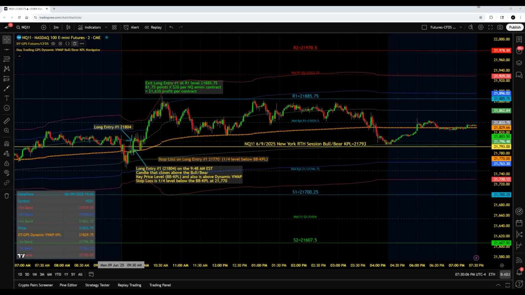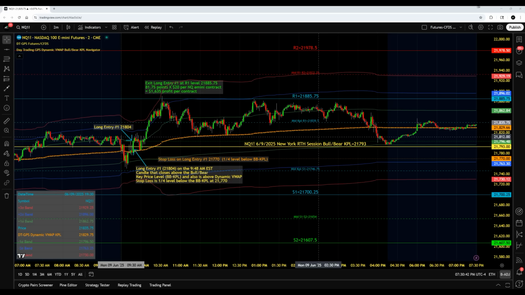So we are using two of our indicators. One is the DTGPS Futures CFDs Daily Key Levels Indicator, and the other one is our Day Trading GPS Dynamic VWAP Bull Bear KPL Navigator. So to trade futures, we're using these two in conjunction with each other. Okay, so first off, the levels that you see come out on your screen at 9 a.m. in the morning, 30 minutes before the 9:30 RTH open.